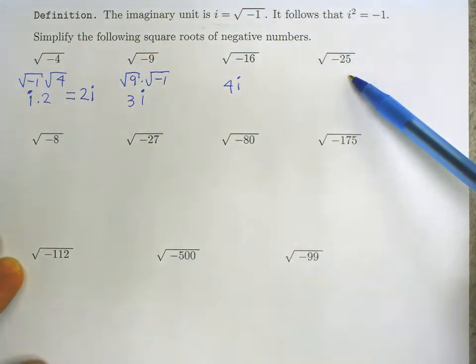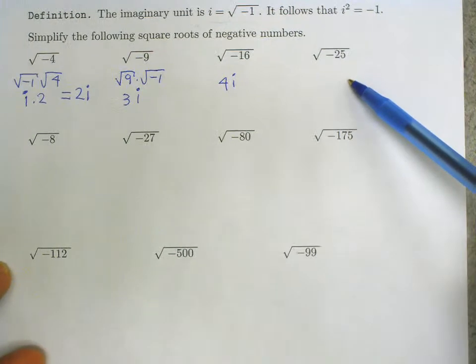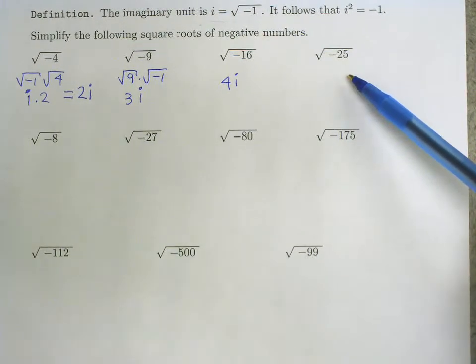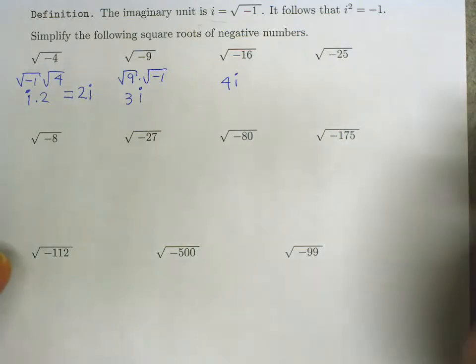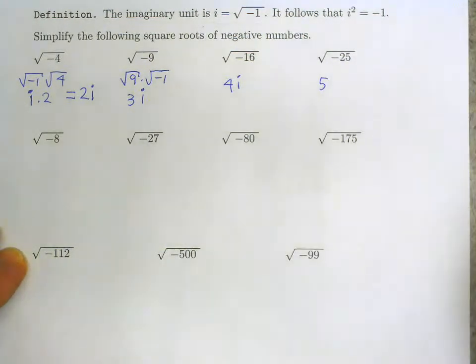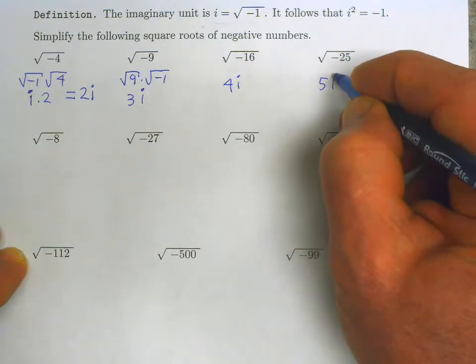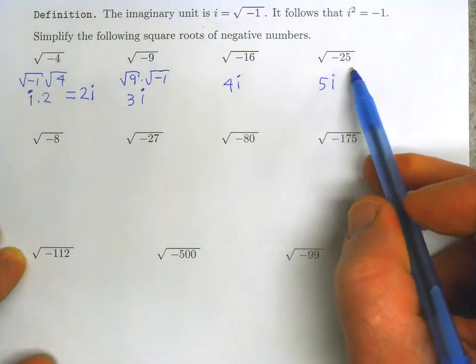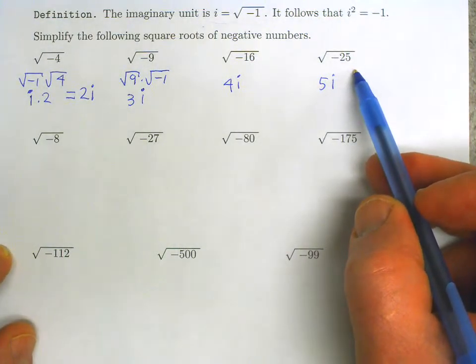The square root of -25, you can think of that as the square root of 25 times the square root of -1. The square root of 25 is 5. The square root of -1 is i. So 5i is how we simplify the square root of -25.